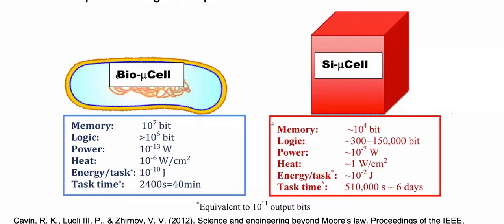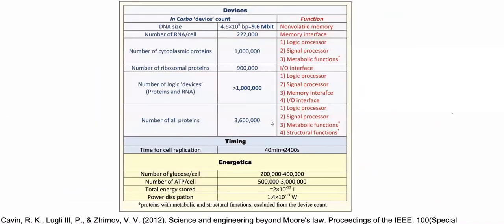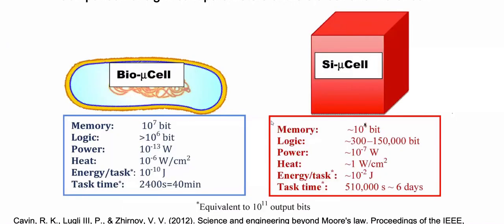So if you compare computers to cells, in cells, the memory is 10 to the 7 bit. In computers, the memory in single silicon, even in the best operation, multi-cell, vertical, we can store like 1,000 bits or maybe 2,000 bits, 10,000 bits. The logic, we can have this number. The power is 10 to the minus 7. The heat is about 1 watt per centimeter square.